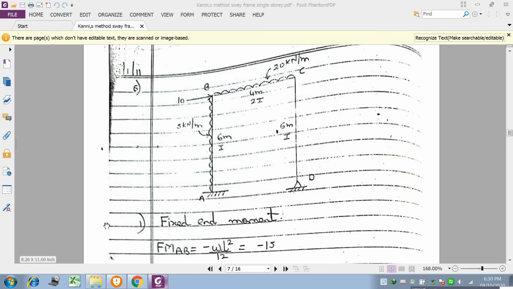Today we will see another example of the sway frame using Kani's method. As shown on the screen, there is a portal frame having one end fixed and the other hinged. So let us see how this frame can be analyzed.